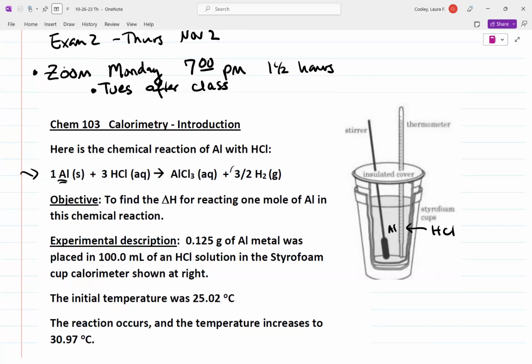The reason for this weird fractional stoichiometric coefficient is because I want this to be for 1 mole of aluminum reacting. So I just balanced it so it comes out right. 3/2 of H2, 3/2 of 2 is just 3. So the 3 hydrogens here exactly balance the 3 hydrogens here. You see this a lot in thermochemistry when you have fractional stoichiometric coefficients.